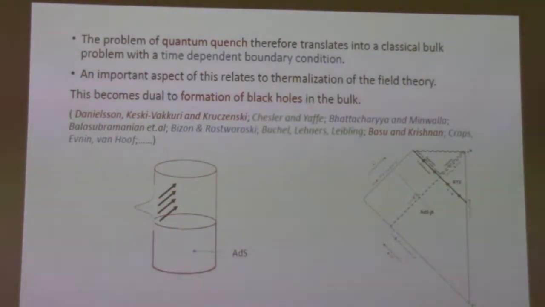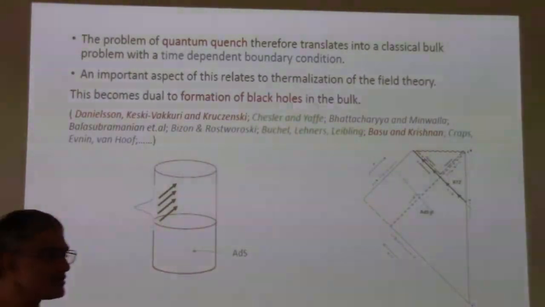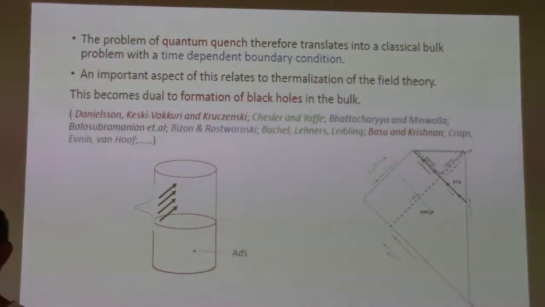If there is a regime where the bulk physics can be written in terms of differential equations, namely what we usually call the supergravity regime, then it's a problem of solving a set of PDEs with some time-dependent boundary condition, which is not necessarily a very easy problem, but nevertheless it is a perfectly well-posed problem. A good numerical theorist will be able to calculate these things.